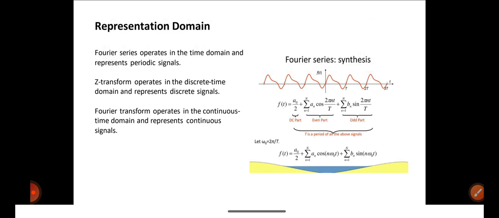Representation of the domain. Fourier series operates in the time domain and represents periodic signals. The Z transform operates in the discrete time domain and represents discrete signals. Fourier transform operates in the continuous time domain and represents continuous signals.